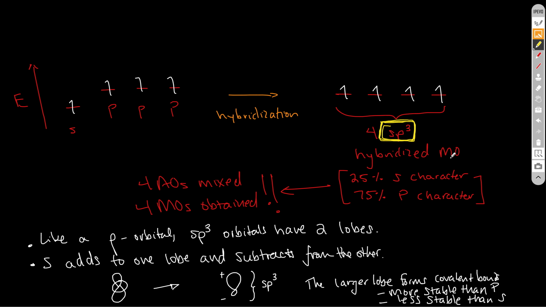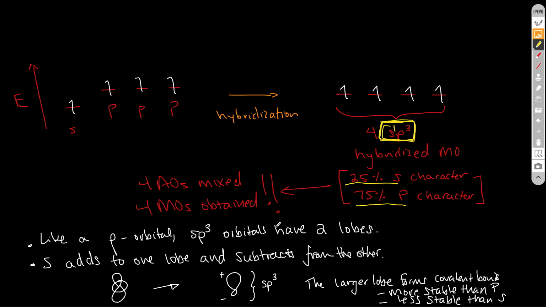So a hybridized molecular orbital, this particular hybridized molecular orbital, has 25% s character. You can think of it like this: s1p3, 25% s character, 75% p character, because s1p3 adds up to 4, so this is going to be 25% s, 75% p. And if you think of it, you have 4 atomic orbitals. You're mixing 4 atomic orbitals, so you're going to get 4 molecular orbitals. So the number of atomic orbitals you mix is the number of molecular orbitals you obtain.